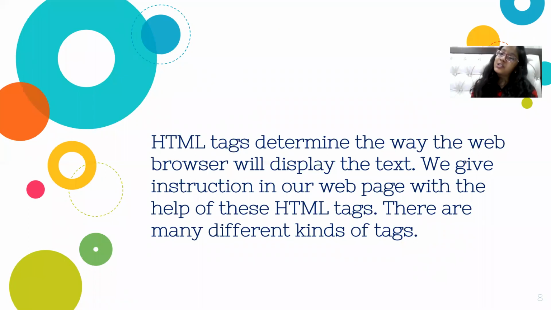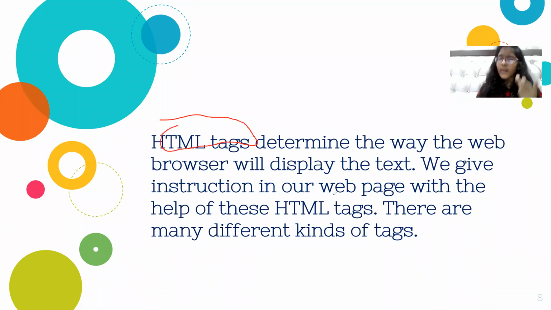First, what is an HTML tag? An HTML tag determines the way the web browser displays the text. We give instructions in our web page with the help of these HTML tags. There are many different kinds of tags. Basically, HTML tags are the way we give commands to the web browser.